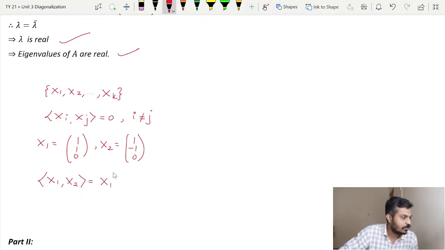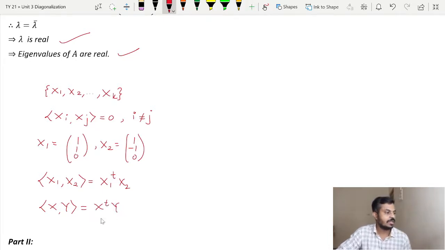Since it is a dot product, so x1 transpose x2. So in general, the inner product that we are going to use here is x transpose y. Whatever the first vector is, I am going to take the transpose of that and multiply it by y. Why do this? Let me show you.